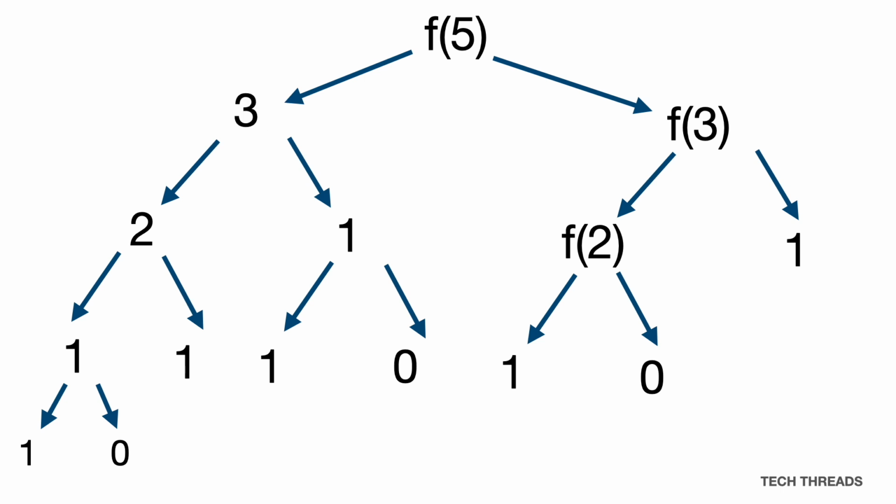We get to f of 5, and to calculate that, we need to know the values of f of 3 and f of 2. However, these values are already stored in the array, so we can return these. So for each step, we can just use previously stored values until we calculate and return f of 5.